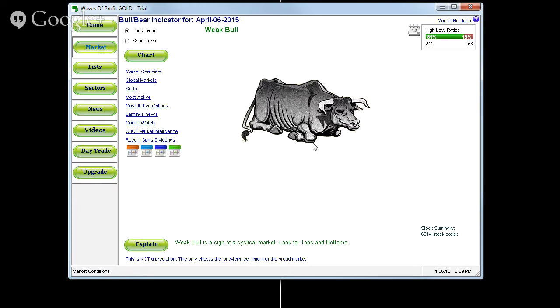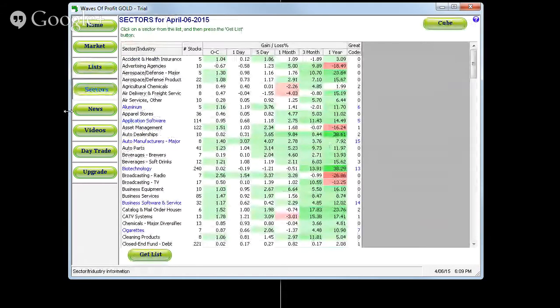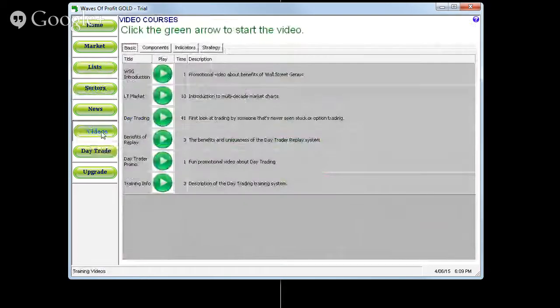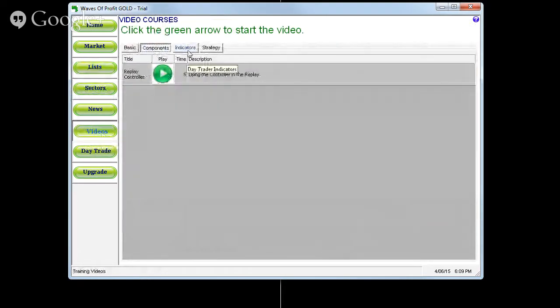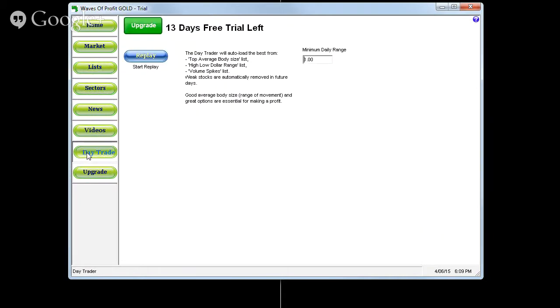This is what we call the basic Wall Street. I'm just going to quickly pass it. There's all kinds of information there, but this is meant for long-term traders, and this is where we started out 12 years ago. There are lists for short-term and long-term investing, all kinds of stuff about sectors, a news section, and some videos which include training about indicators and components. It's not as good as the course that we put up. We'll expand all this more as time goes by.